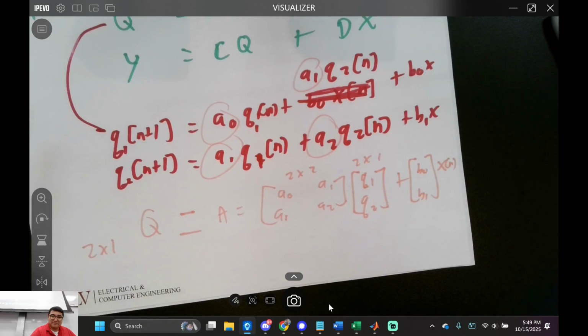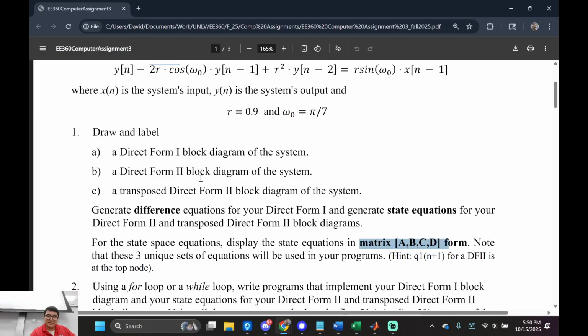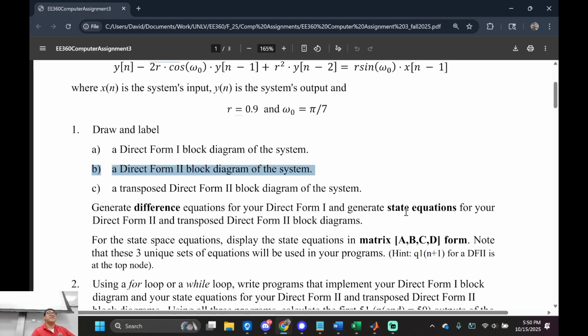So let's see. What should we do? Should we do problem 1? Or which one should I do? I want to do a state space, because you can only do state spaces for systems with memory. All right, there's Q1, Q2. So which one should we do? Transposed or direct form 2? You choose your difficulty. Which one's easier? Which one's harder? Transposed?